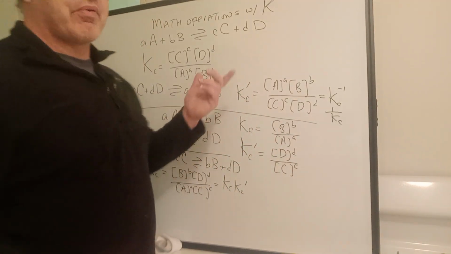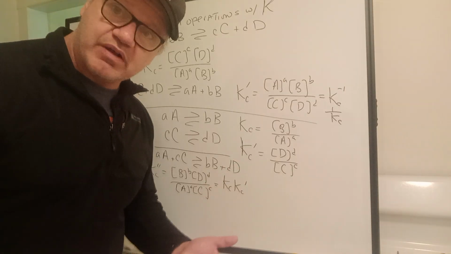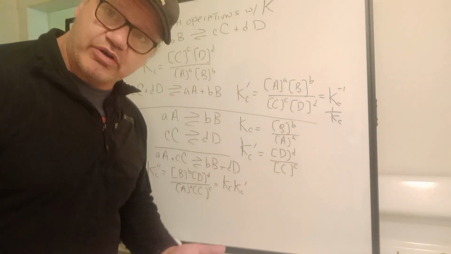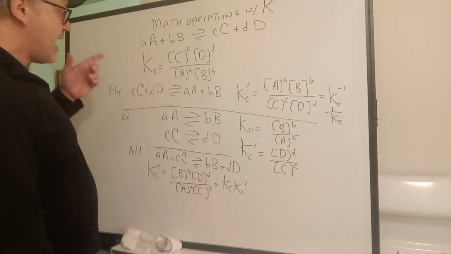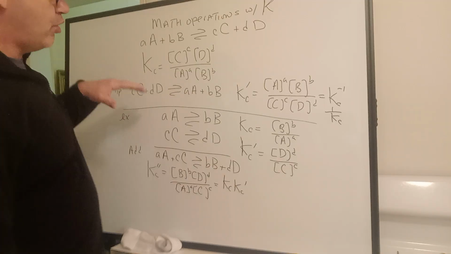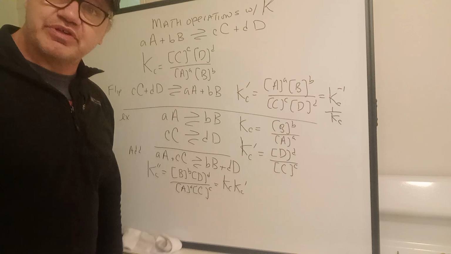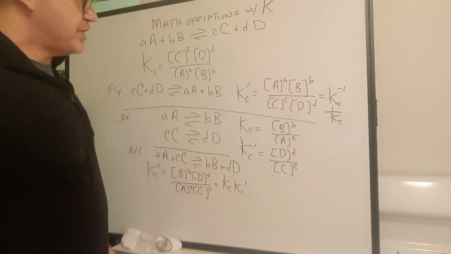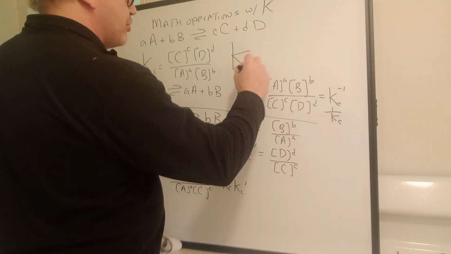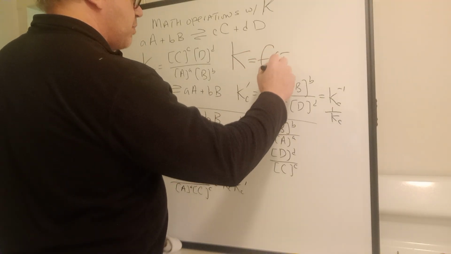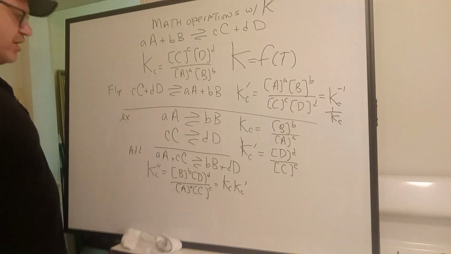And I'm just using primes and double primes, what have you, as a way of denoting a different equilibrium constant numerically for some sort of process that we've done to a reaction. And let me just say, for this to hold, I'm assuming they're at the same temperature when I do these observations. The equilibrium constant, whatever it is, Kc, Kp, what have you, is a temperature dependent function.